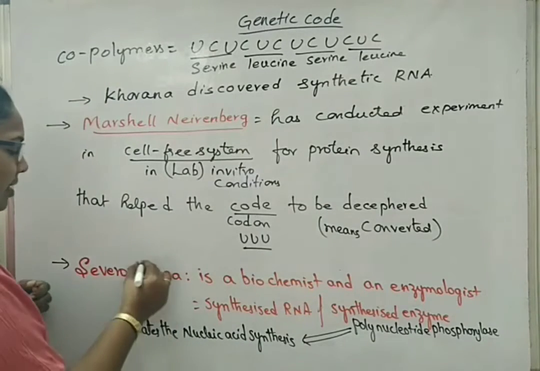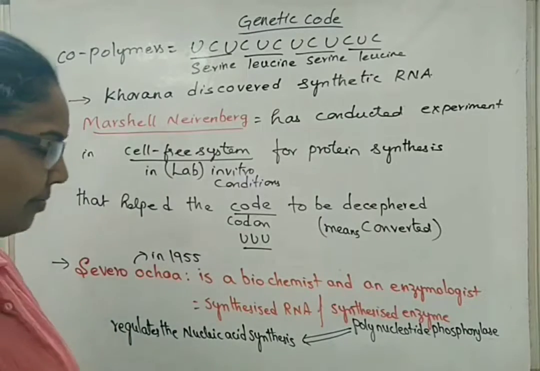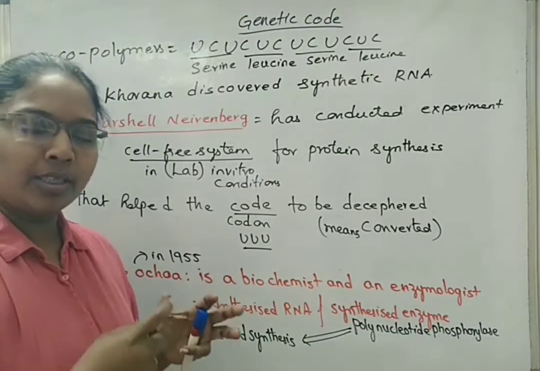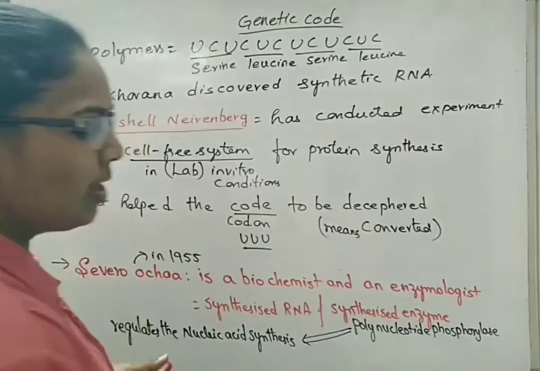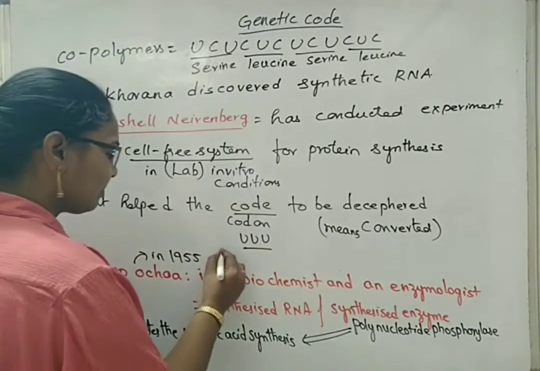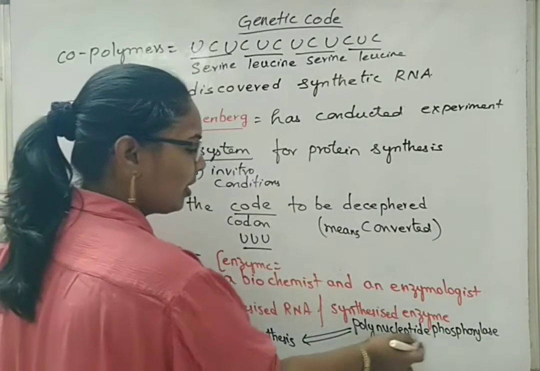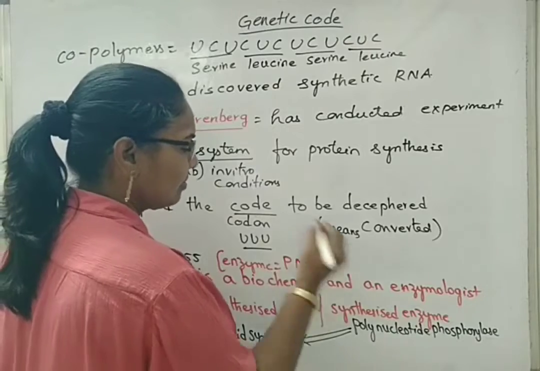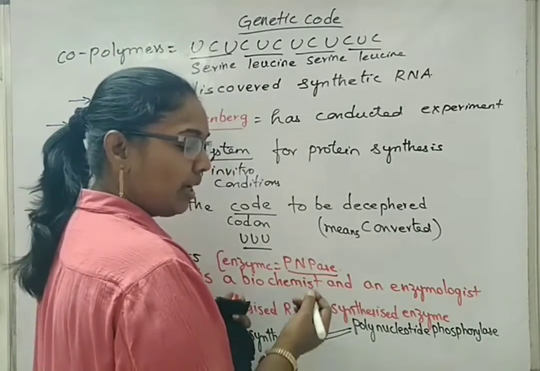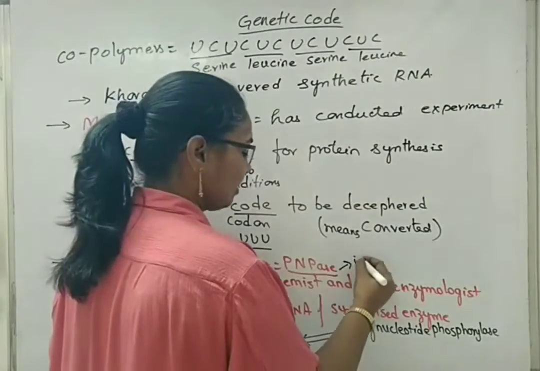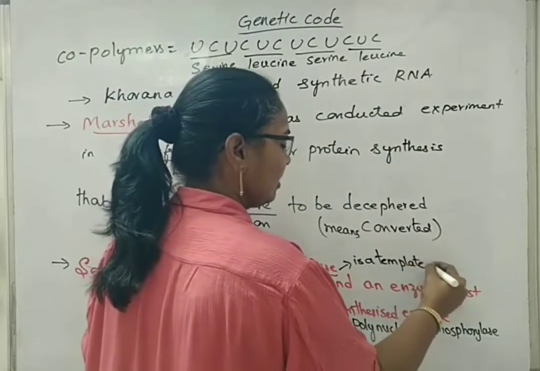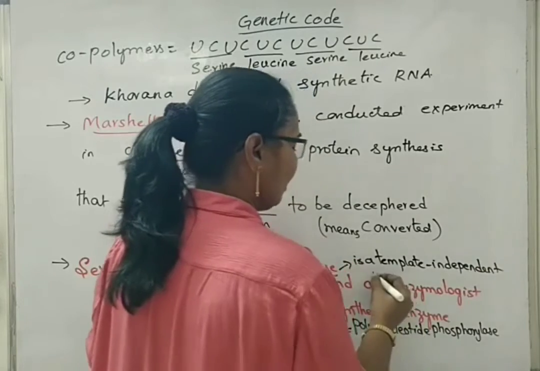This total work was done in 1955. Based on all these propositions, the genetic code was framed, or inserted into the checkerboard. Based on the propositions of all these scientists, the enzyme polynucleotide phosphorylase was also given a special name, PNPase. This enzyme is also called the Severo Ochoa enzyme, and it is a template-independent enzyme. This means for its function, it does not need any template.